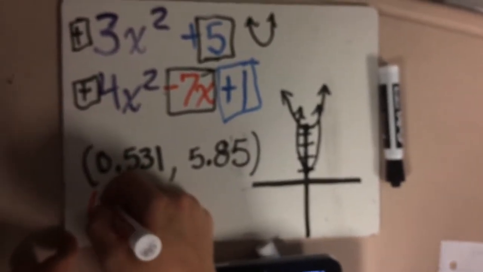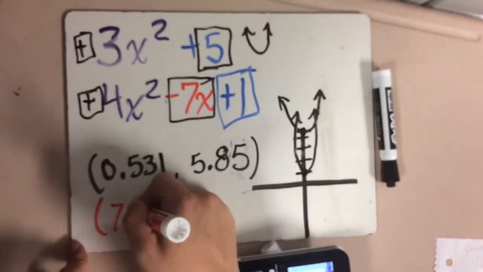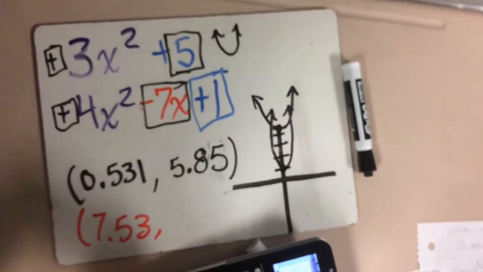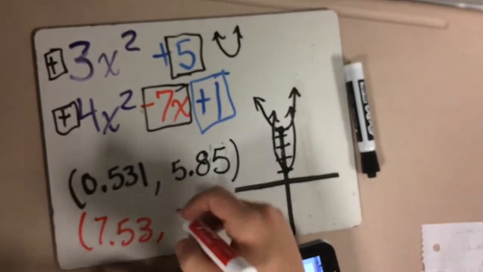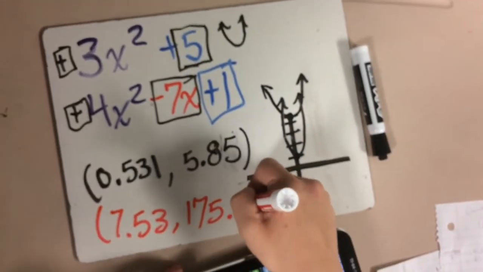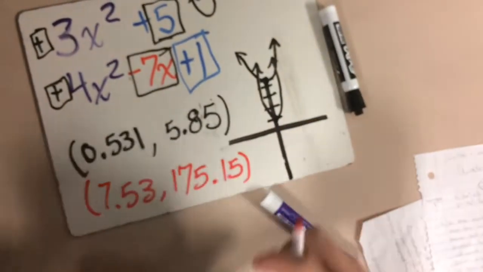So the second point of intersection is at 7.53 and 175.15. And that's how you do the first problem.